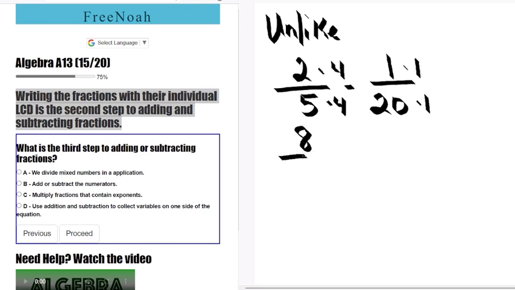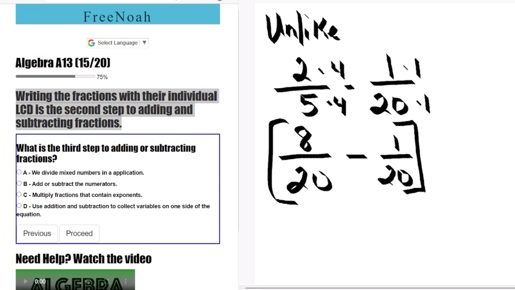So let's multiply our first fraction by 4. 2 times 4 in the numerator is 8. And 5 times 4 is 20 in the denominator. And for our second fraction, we're going to multiply everything by 1, giving us the same thing as 1 over 20. So this statement right here is ideally step number 2.